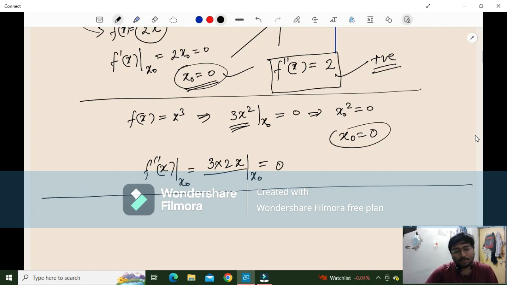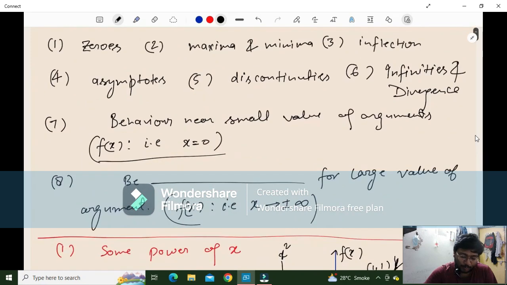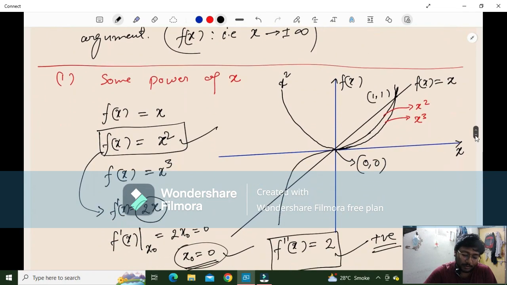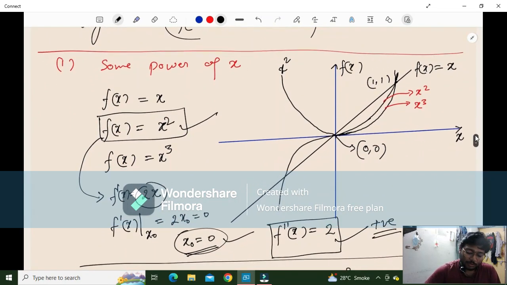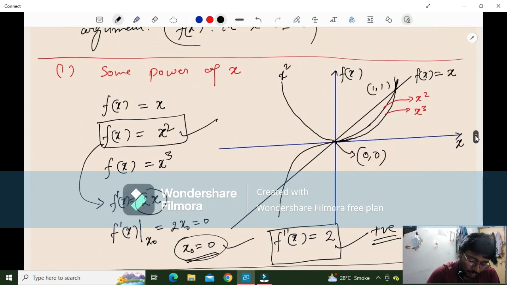Till now I taught how to plot some integer power of x. Now we will check how to plot some fractional power of x. If you go through all these 8 points, you will be able to plot any simple or difficult graph. So let us look at how the fractional power of x will look. Let me plot it over this, with the blue color.